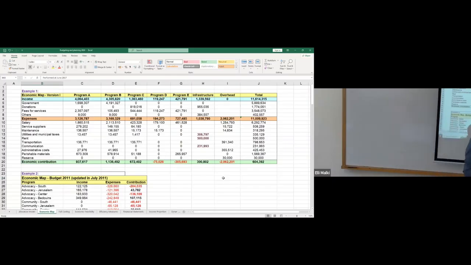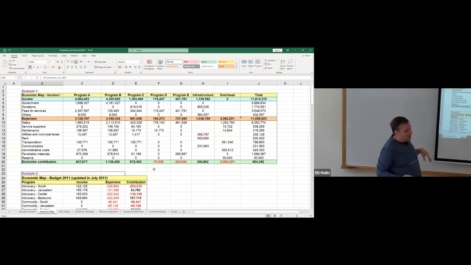Okay? All right, now let's go back to our economic map. So we have here the main components of our cost structure. You can see salary, service suppliers, maintenance, all kind of cost items. And these are allocated to the different programs. So let's go program by program and see what we have here.